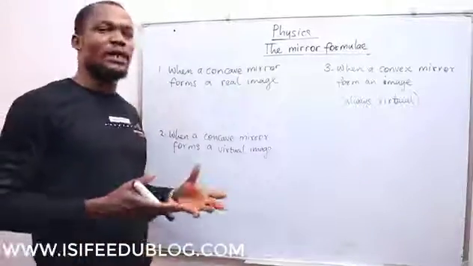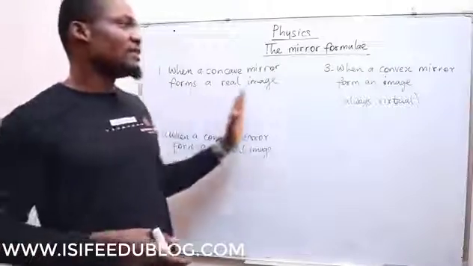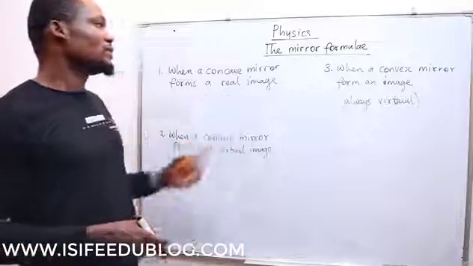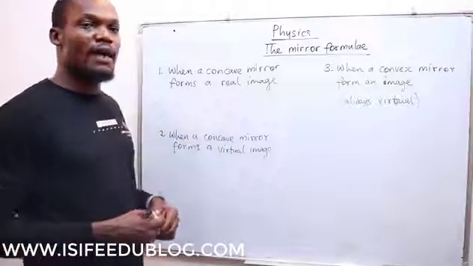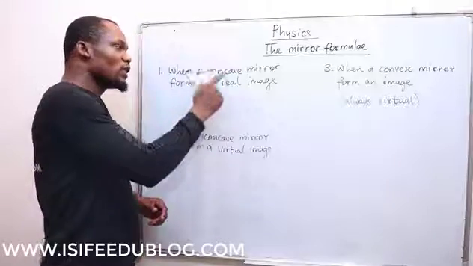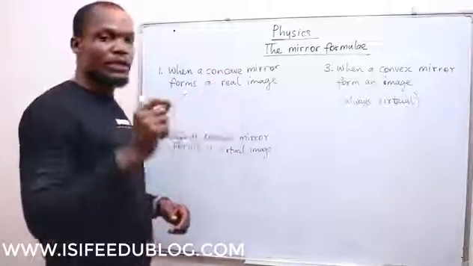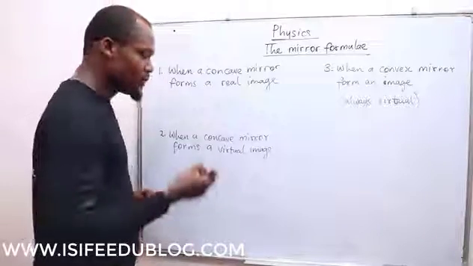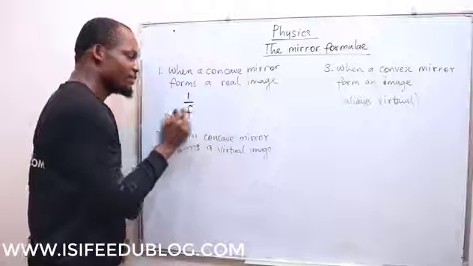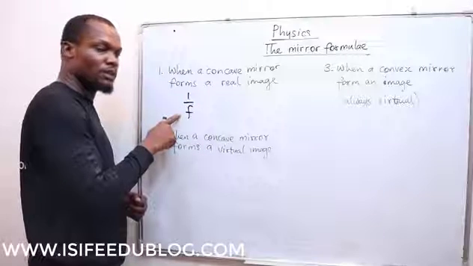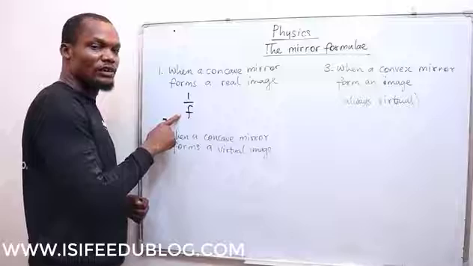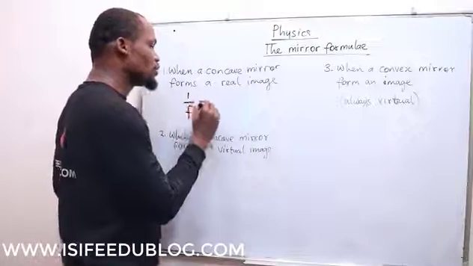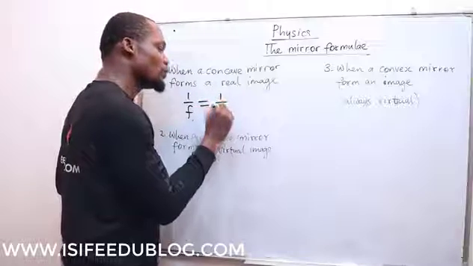Okay, as you can see here, these are the different types of ways images can be formed. Let us start from the first one. What is the formula for when a concave mirror forms a real image? Whenever a concave mirror forms a real image, it is going to be 1 over F. Remember, F is positive because it is a concave mirror and the focal length is in front of the mirror. It is going to give us 1 over U.